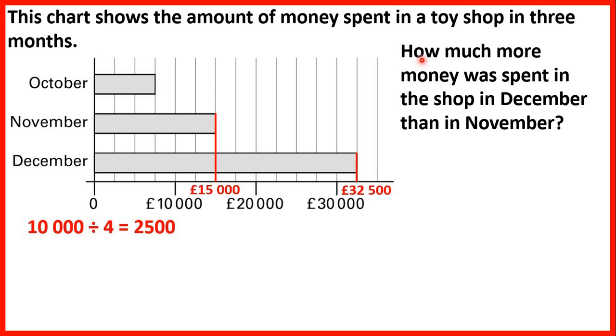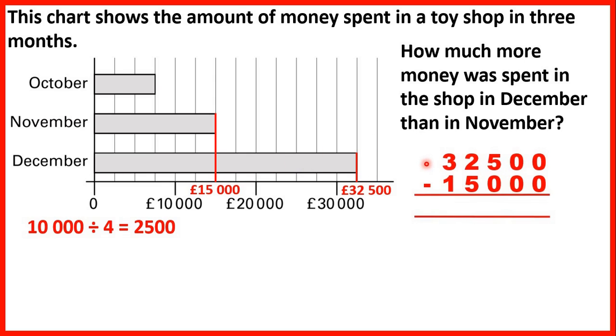Now the question asks how much more, so we need to compare these two values. We need to find the difference, and we do that using subtraction. So when we use column subtraction, we get £17,500. So that's how much more was spent in December than in November.